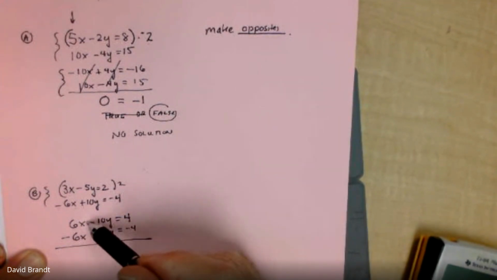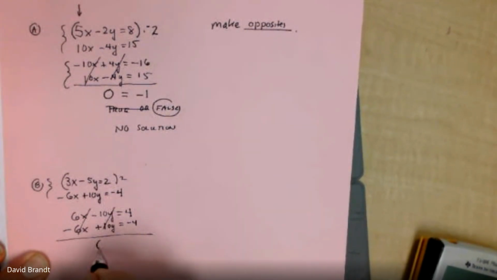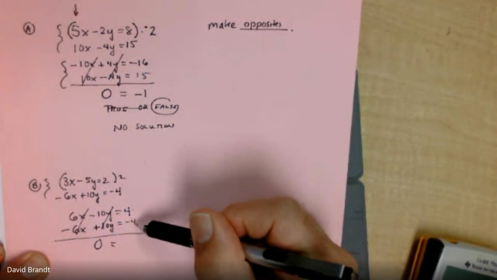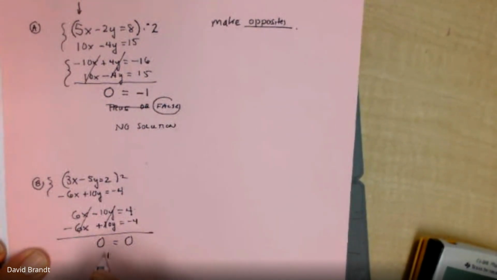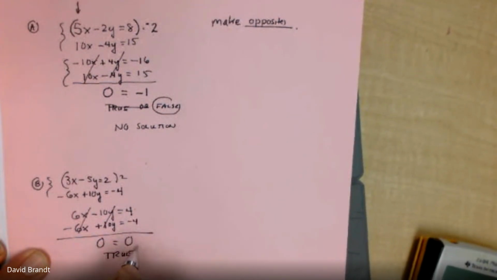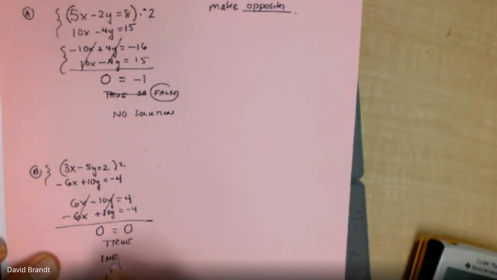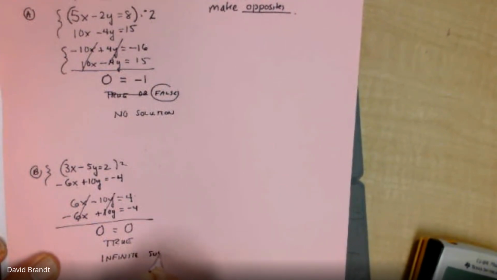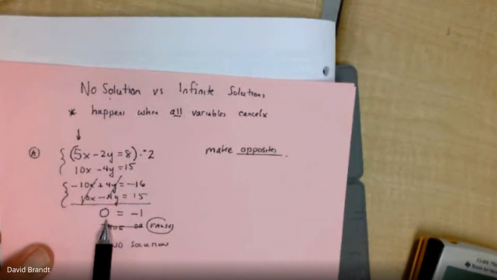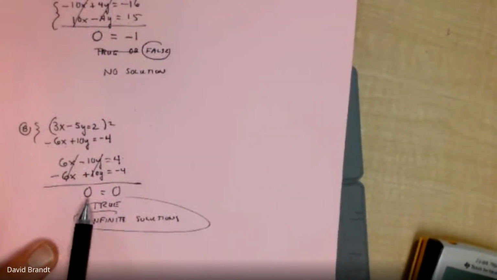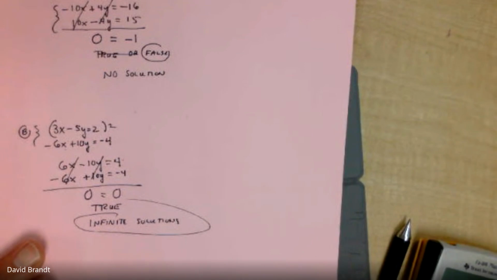Now, again, I've got opposites on both variables. The x is going to cancel and the y is going to cancel. So that's going to be 0. But what's 4 minus 4? That's also 0. This is a true statement. When the answer is true, when you have the same thing on both sides, that answer is infinite solutions. So hopefully you see the difference between infinite solutions and no solution. No solution, you have a false statement, but infinite solutions, you have a true statement. This doesn't happen very often, but when both variables cancel, you should know what to write.